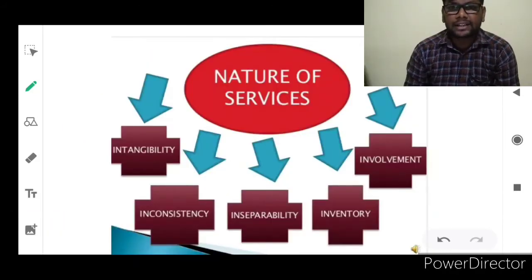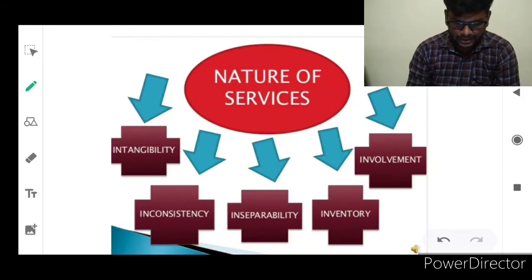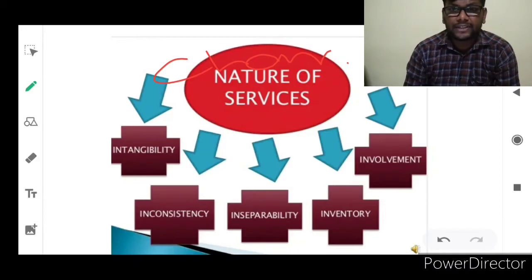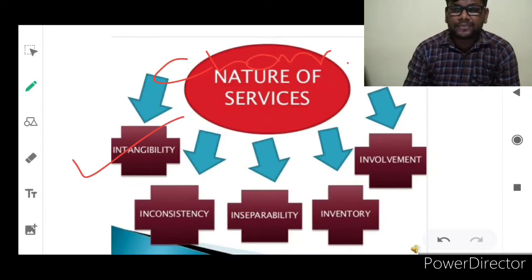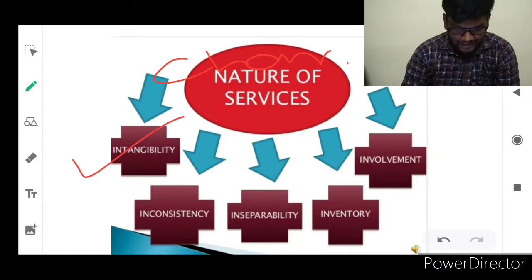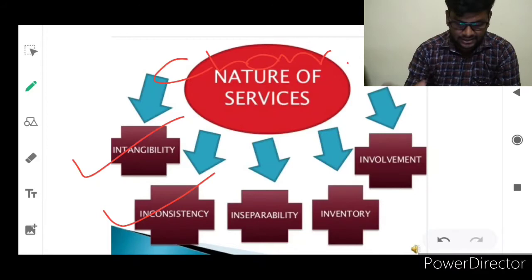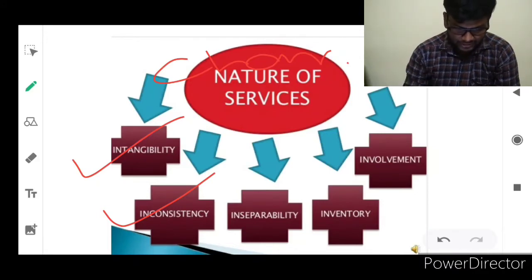Nature or characteristics of services. So what are those characteristics of services? Intangibility. So we cannot touch and feel the service. And inconsistency. It is not a consistency.